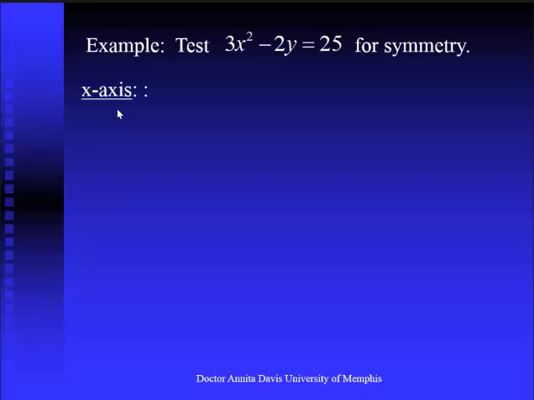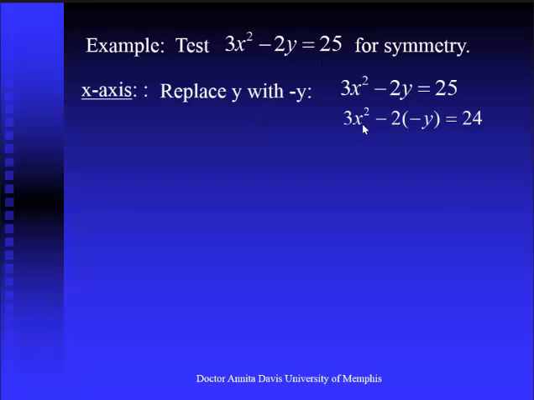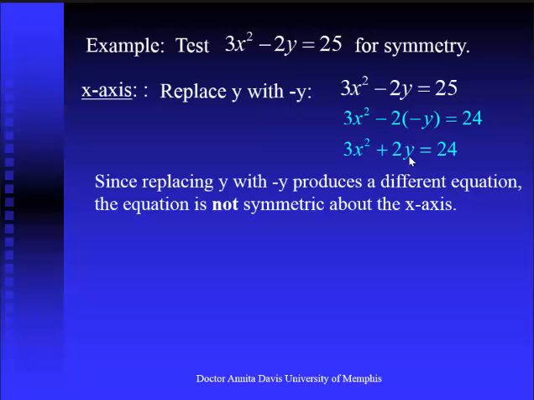Let's check on symmetry with respect to the x-axis. We replace y with negative y in the original equation. So here we have 3x squared minus 2 times negative y equals 25, which is 3x squared, well, a negative times a negative is positive, plus 2y equals 25. Since replacing y with negative y produces a different equation, notice this is different from the original, this equation is not symmetric about the x-axis.